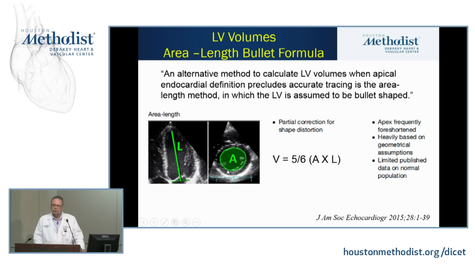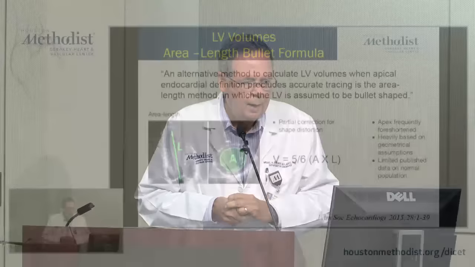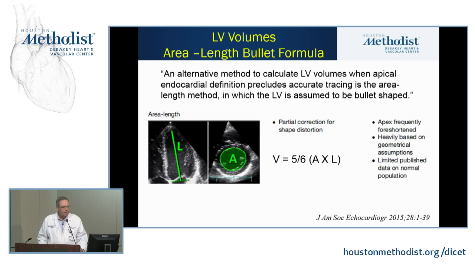The same thing can happen. The other side of the coin is you can also foreshorten just by not imaging from the apex, being tangential. And the more tangential you are, the more the apex in the two chamber is going to be out on the side. So this is not an apex then. This becomes a pseudo apex. And notice that this long axis here in the four chamber is a lot shorter than this long axis here.